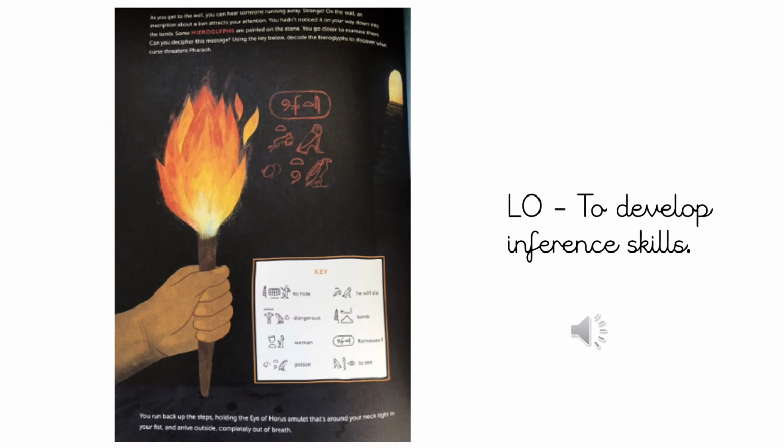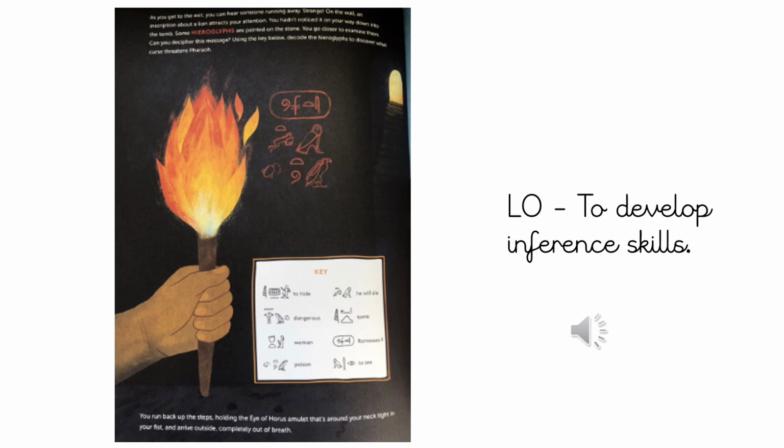As you get to the exit, you can hear someone running away. Strange. On the wall, an inscription about a lion attracts your attention. You hadn't noticed it on your way down into the tomb. Some hieroglyphs are painted on the stone. You go closer to examine them. Can you decipher the message? Using the key below, decode the hieroglyphics to discover what curse threatens Pharaoh.